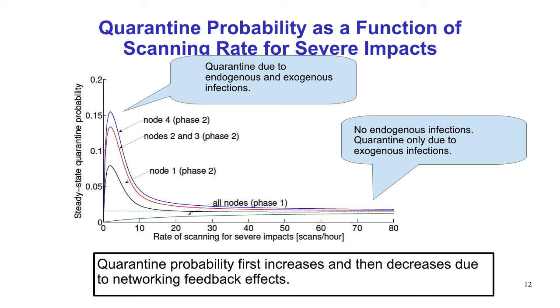This slide shows the increase and decrease in quarantine probability as a function of scanning for severe impacts. It shows how the quarantine probability behaves as a function of the scanning for severe impacts. In the case of COVID-19, it shows the importance of testing, tracing, and quarantine.